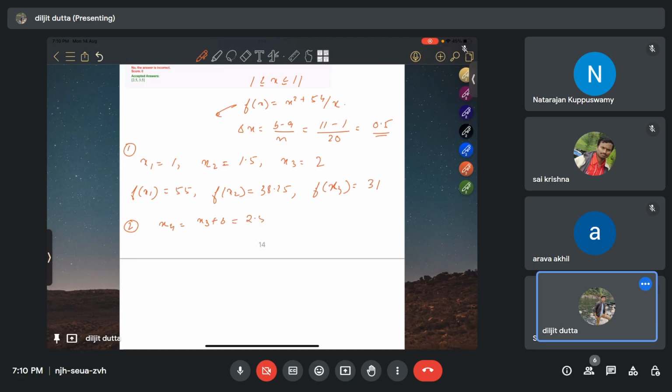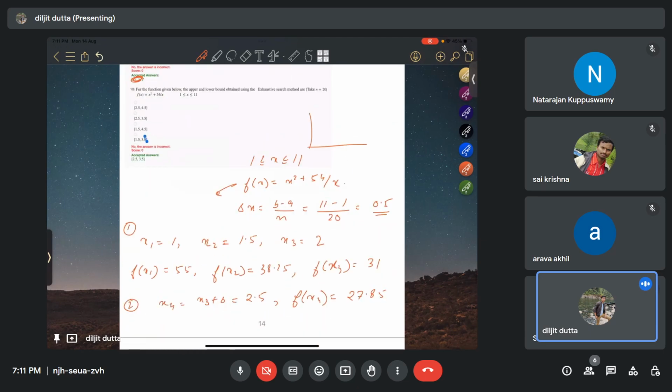Equals to 2.5. Then we evaluate f of x4. x4 is equal to what? 2.5 square plus 54 divided by 2.5, which is 27.85. Again we can see f of x2 is greater than f of x3, which is greater than f of x4.